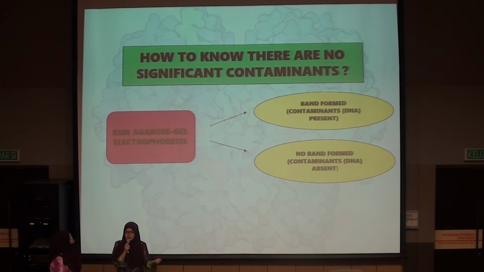Next, how do we know there are no significant contaminants? In our example, DNA is the contaminant. So we can run agarose gel electrophoresis. There are two possibilities. If a band is formed, it means there is DNA, and there is a contaminant in our purified protein. If no band forms, it means our protein is pure.